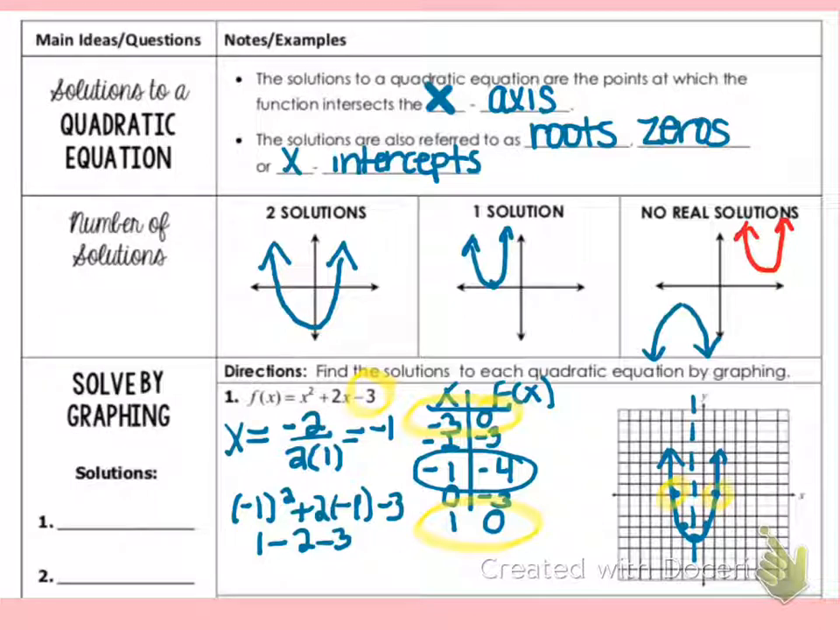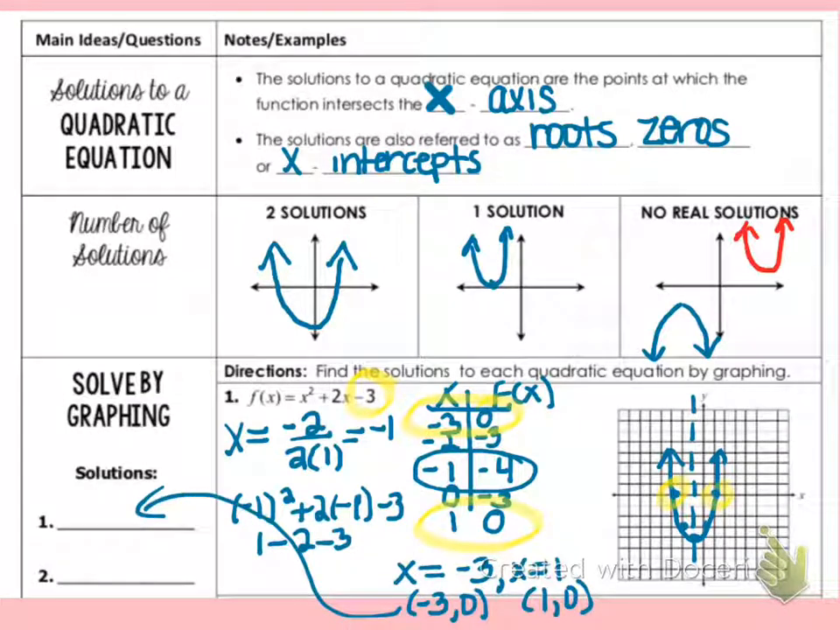And so another way to say that is the solutions are x equals negative 3 and x equals 1. Or as an ordered pair, we'd write it as negative 3, 0 and 1, 0. So those are our solutions, our zeros, our roots of the equation using graphing. Okay, so they will give us a little line to put our answers over there.